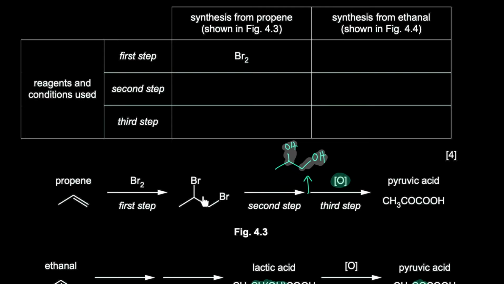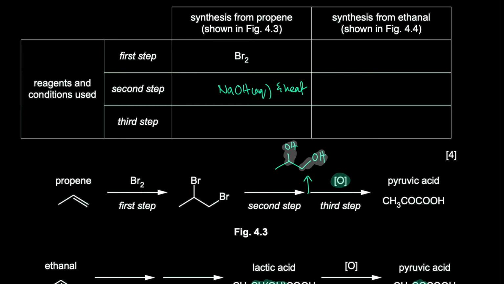We need to convert this dibromoalkane to a diol. For that, we're going to use aqueous sodium hydroxide. This is hydrolysis of halogenoalkanes, and the mechanism is nucleophilic substitution. We use aqueous sodium hydroxide, and we heat. And then we can oxidize the diol using acidified manganate 7 or acidified dichromate 6.